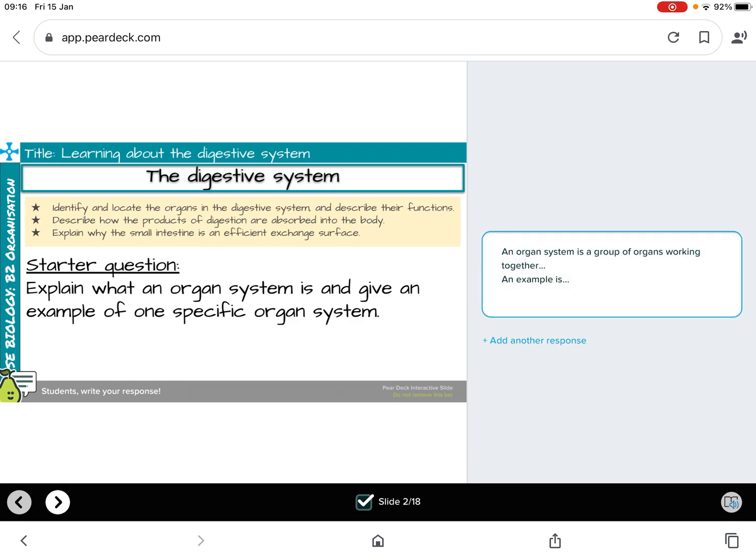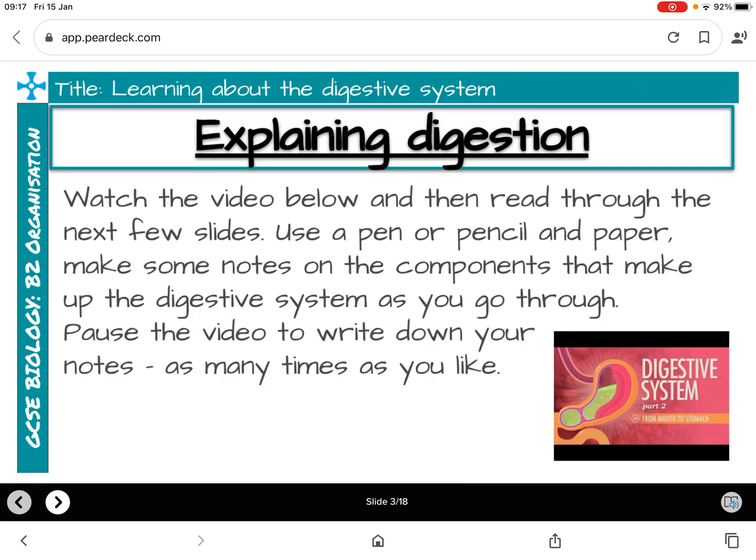Okay, so for your starter question, I asked you to explain what an organ system was. If you read the first slide, then you knew that it was a group of organs working together. And you gave me lots of great examples, things like the respiratory system, the digestive system. Someone said the integumentary system. So loads of examples. We had pictures in a previous lesson of different examples.